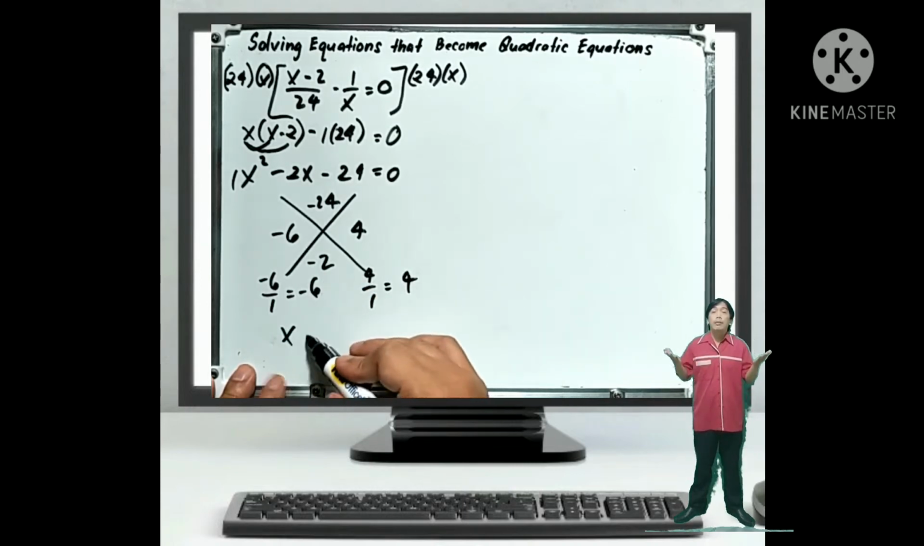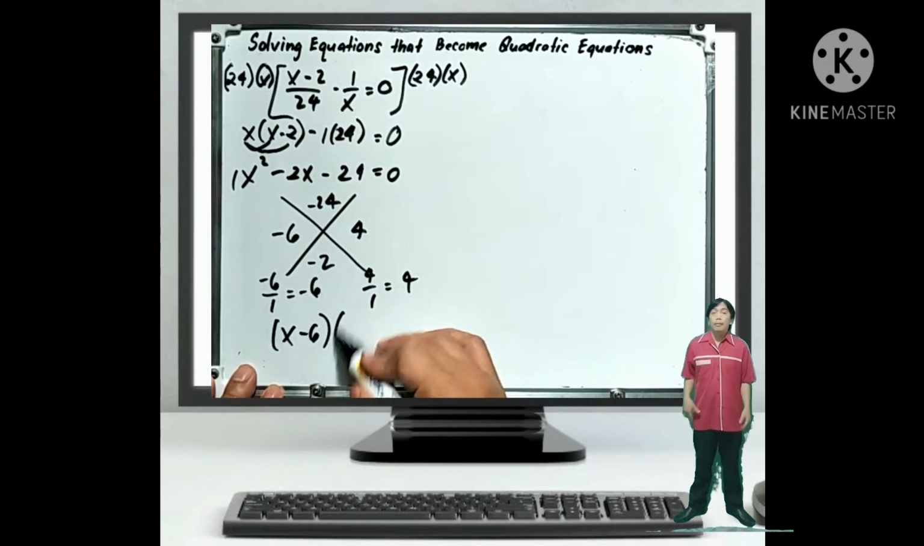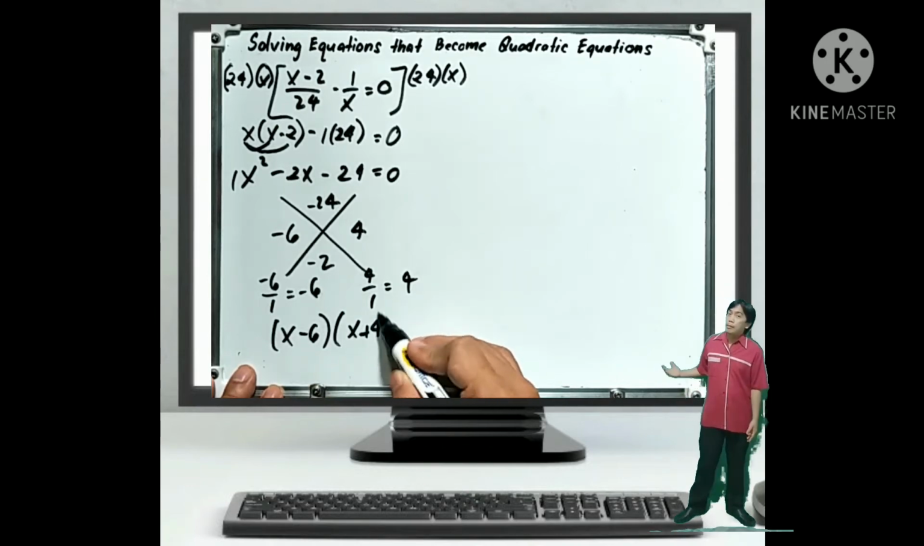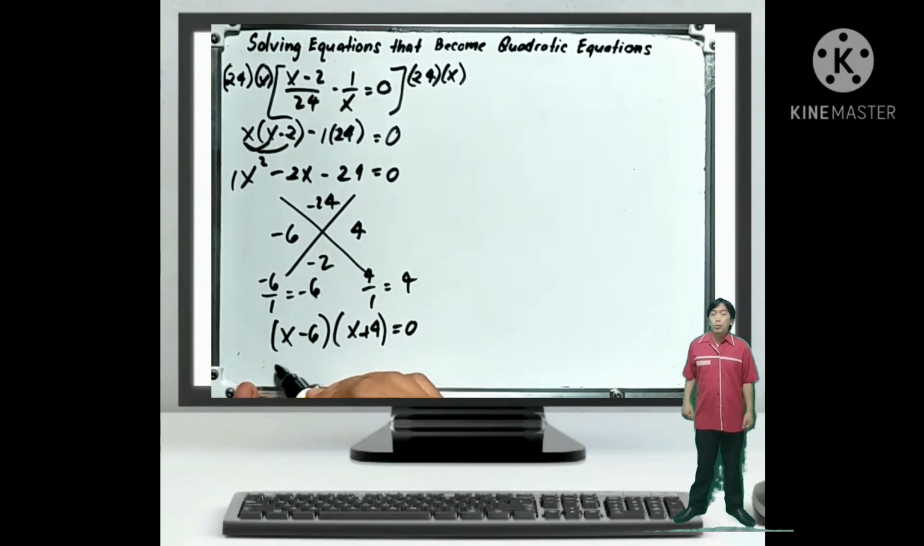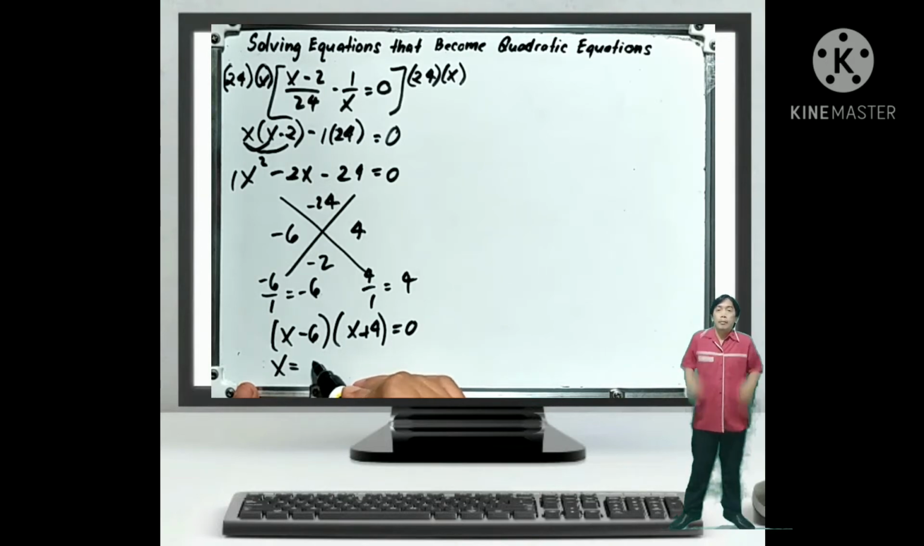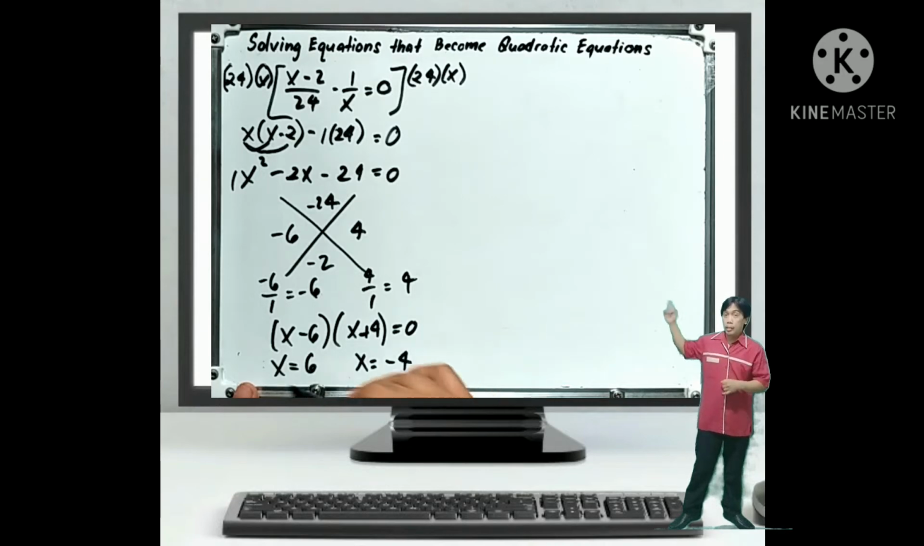So the factors are x minus 6 times the quantity x plus 4 is equal to 0. So finding the roots, we just try to change the sign of this, equating both factors to 0. So x is equal to positive 6 and x is equal to negative 4. So these are the roots.